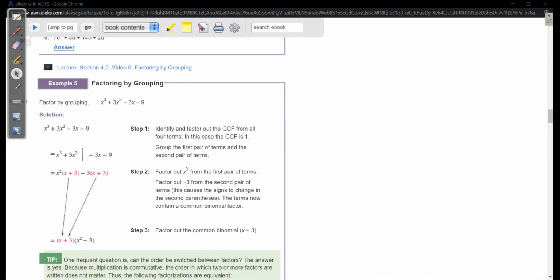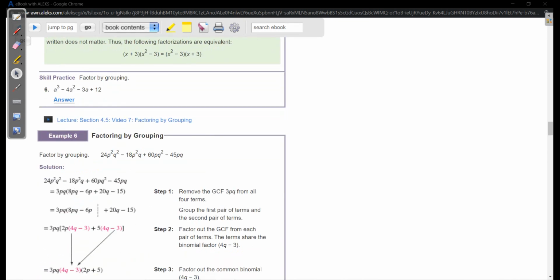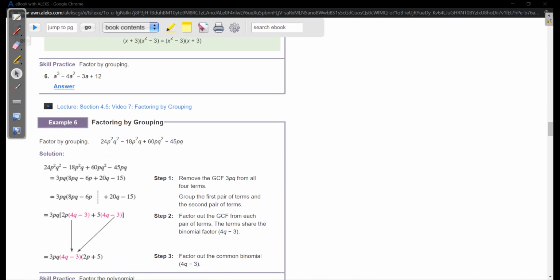Okay, so more factor by grouping. Let's see. They split it down the middle. I don't think there's anything much to this. Same as before. Now this one is different. Okay, so let's do this one.